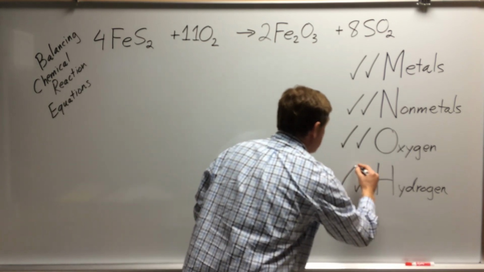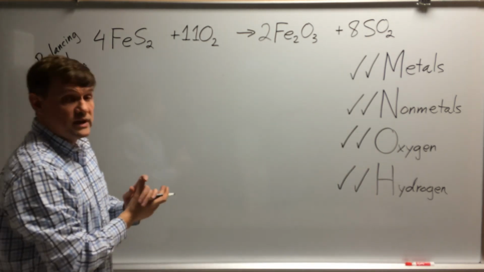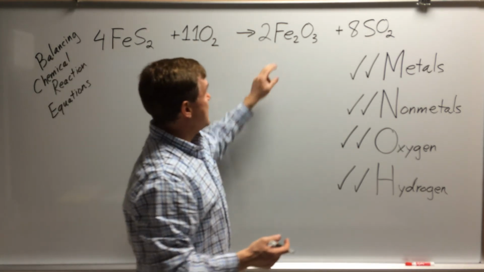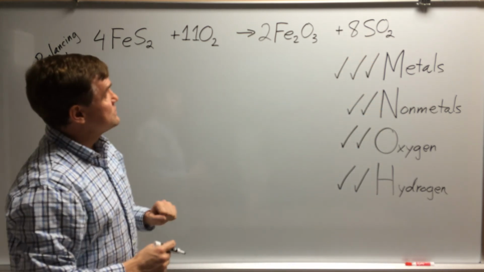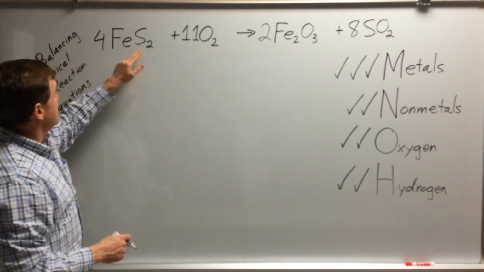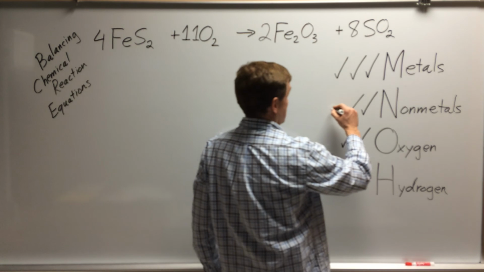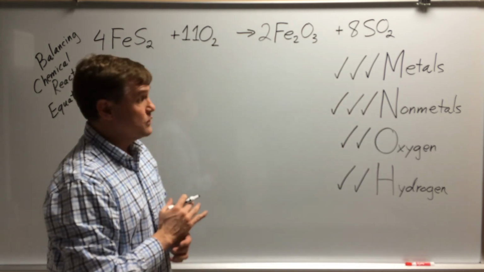Hydrogen's easy. Let's go back through one more time. Let's see if we've balanced everything. We may not have, but we need to check. Metals, I've got 4 irons. 4 irons, that looks good. Nonmetals, well, I've got 8 sulfurs on the right here. 8 sulfurs. And I've got 4 times 2, or 8 sulfurs on the left. That's good. So sulfur is done, and nonmetals are done, because sulfur, again, is the only nonmetal.